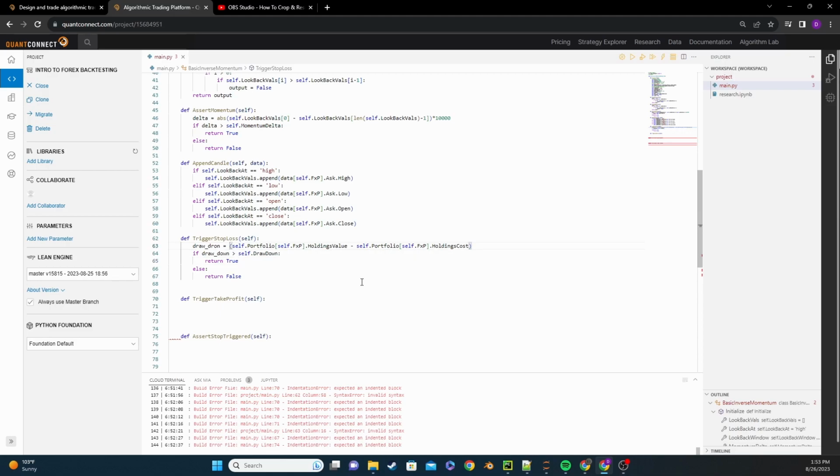Actually, we might want to do the other way around. We will do holdings cost minus holdings value. This makes more sense. I messed that up. So essentially, if we paid more than what they're worth, that's what the drawdown is. And if the drawdown exceeds the drawdown limit, well, we're going to close the trade. Let's go and do the same thing here. And I spelled that wrong now that I'm looking at this.